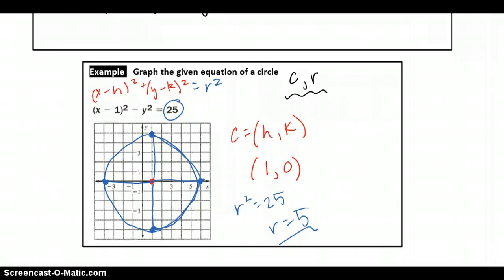Other questions on second example? All right, next page.